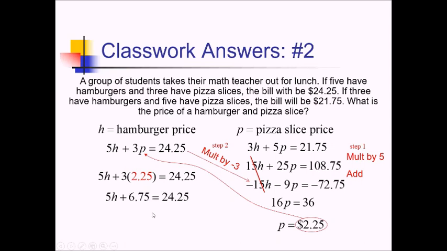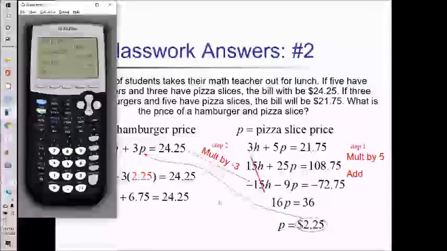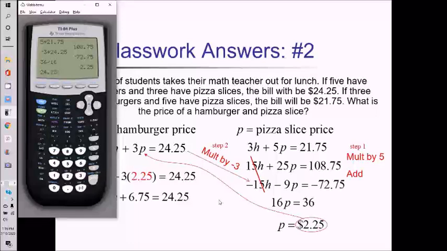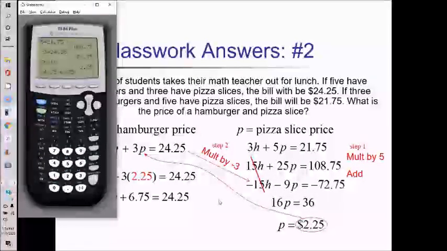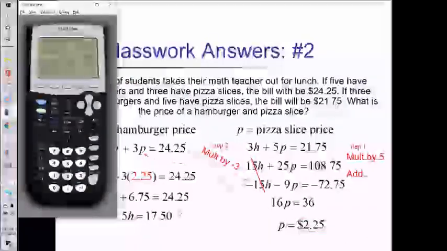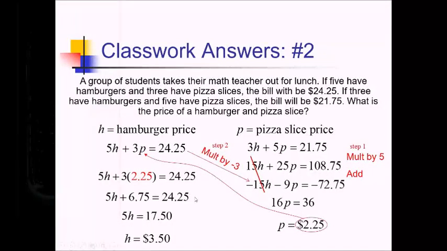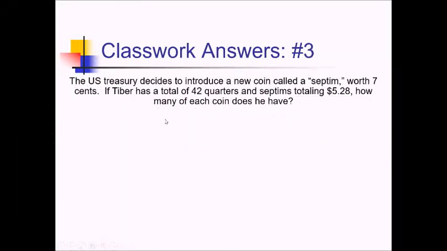6.75. And if I subtract that from 24.25, let me use the calculator here just to be on the safe side. I mean, if I've already started using it, I might as well get a little bit more mileage out of it. All right, pressing enter there, we have $17.50. So that's the price of 5 hamburgers. Dividing that by 5 gives us the price of 1 hamburger. So on the calculator, we end up with $3.50.